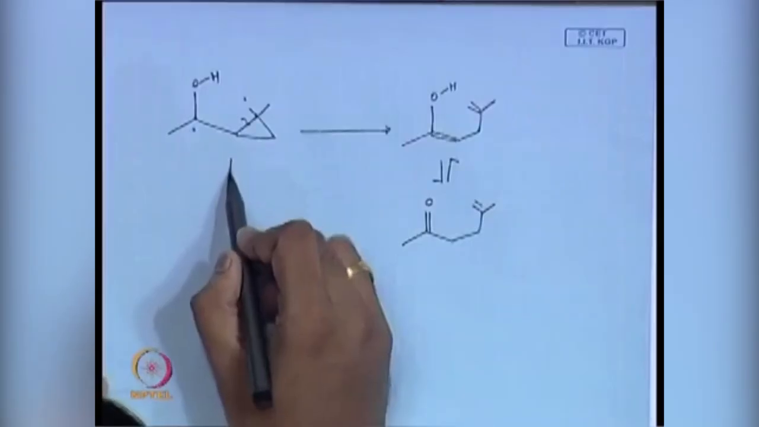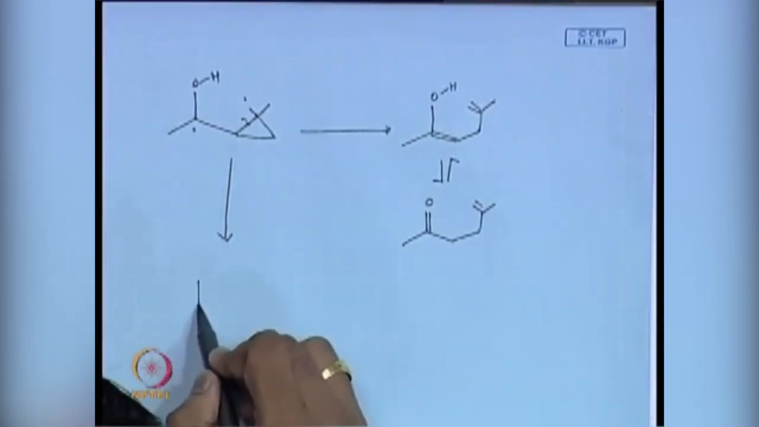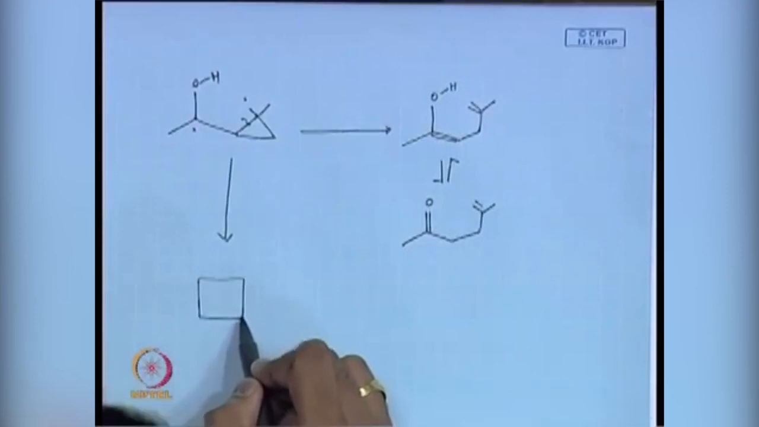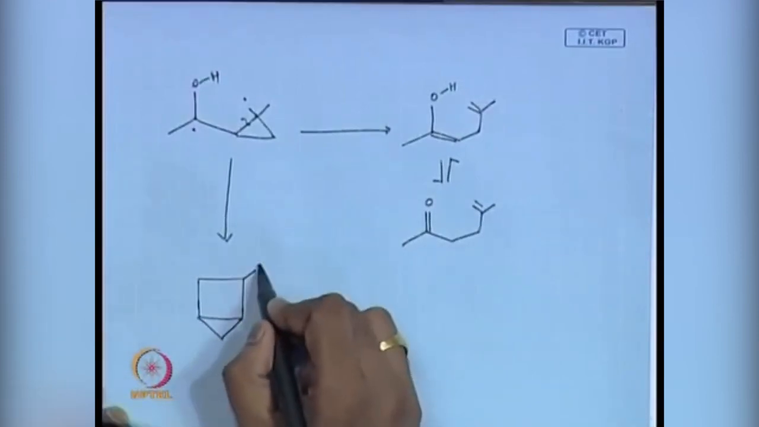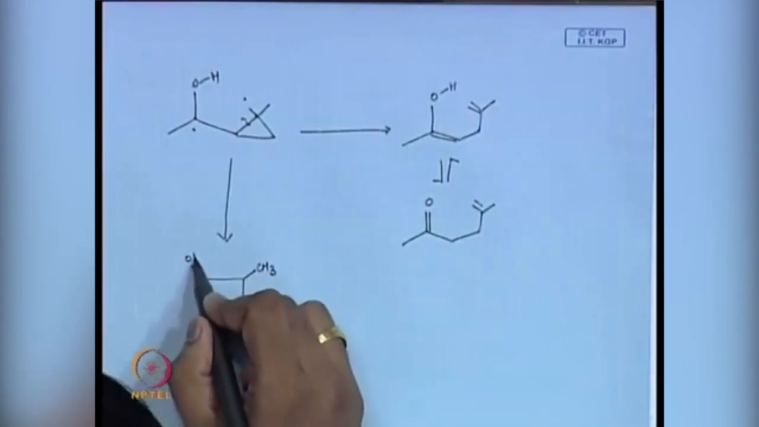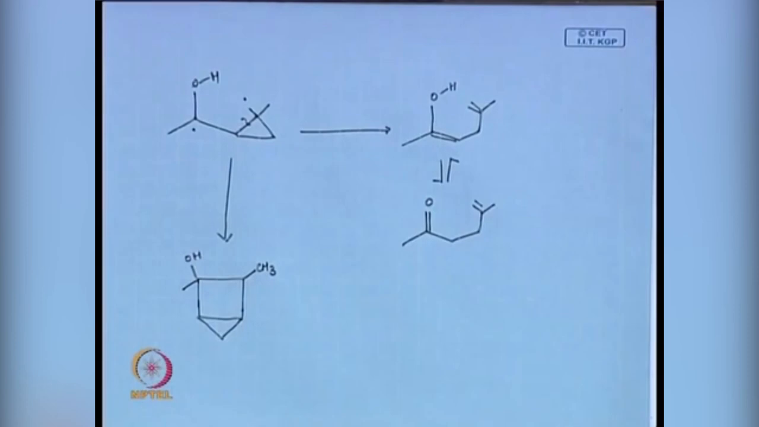Can be. Can you write the cyclic product, see whether it is favorable or not? Right, you get a cyclic product of this type. Possible or not? A straight statement, yes or no. Like you have a 5-membered ring followed by a 3-membered ring, it is not possible, right?